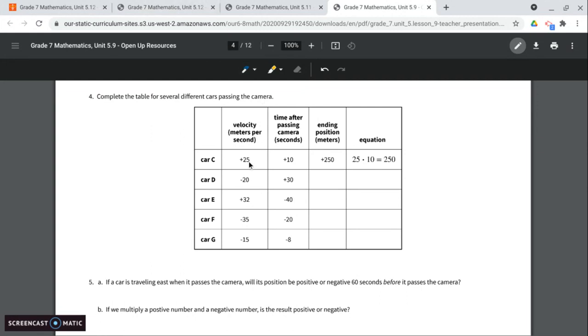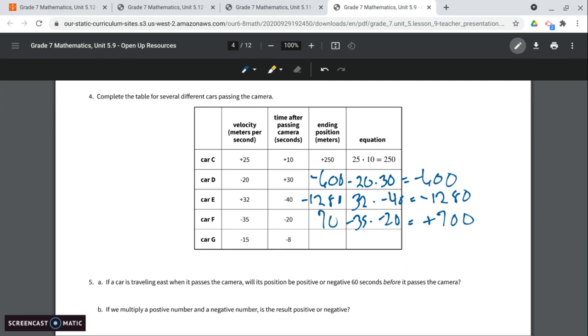All right, complete the table for several different cars passing the camera. So we have car C, velocity is 25, time after passing the camera in seconds is 10, ending position is 250, 25 times 10 is 250. So here we have negative 20 times 30. That'll be negative 600. Now we have 32 times negative 40, which is going to give us a negative 1,280. Car F, negative 35, is its velocity times negative 20, which will give us a positive 700. 700 would be its ending position. And then negative 15 times negative 8, which will give us a positive 120.